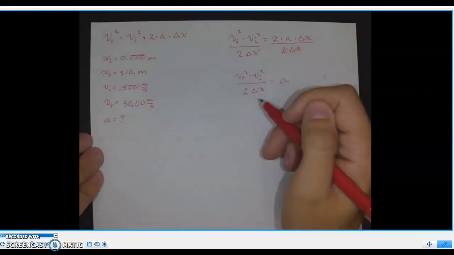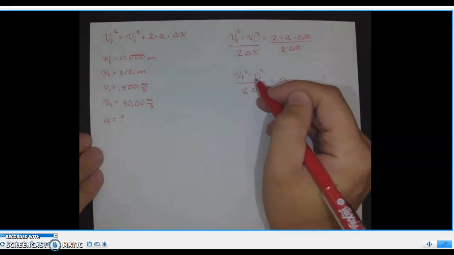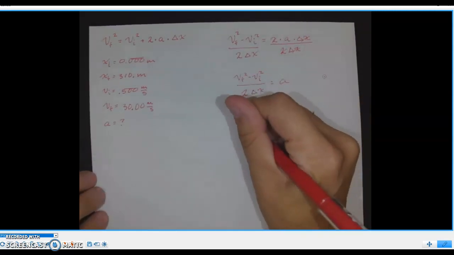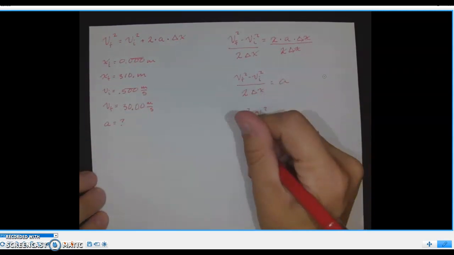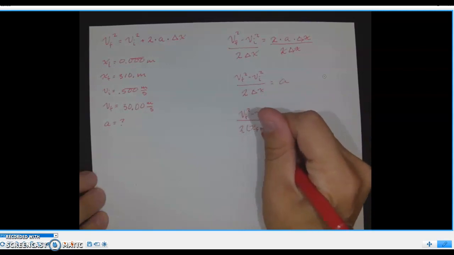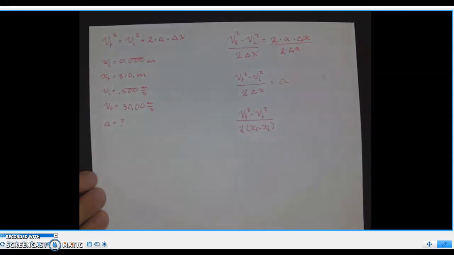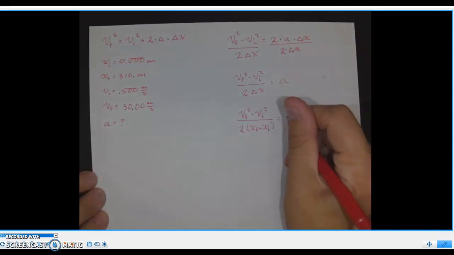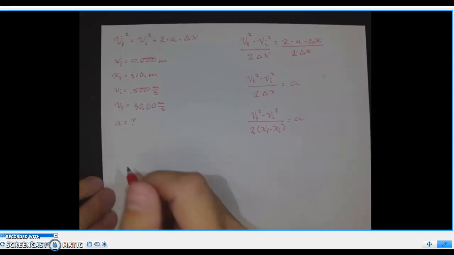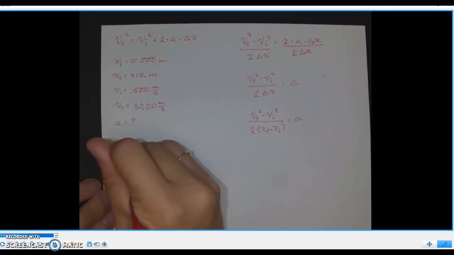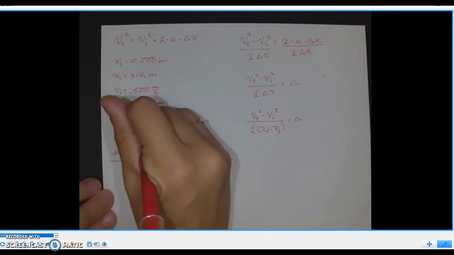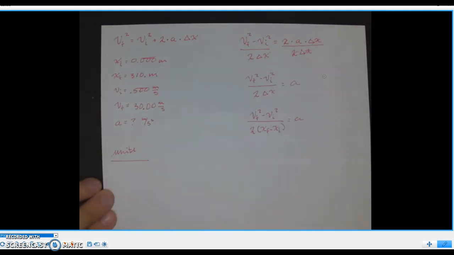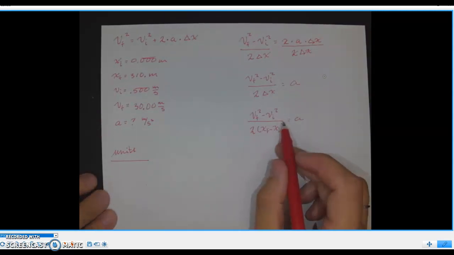Reminder, delta means final minus initial, so even there we could change that to a delta, but we have velocity final squared minus velocity initial squared divided by 2 x final minus x initial, right? That's going to be acceleration. Let's do a unit analysis. Recognizing accelerations are in meters per second squared, that's what we want our final unit to be. We want all that to equal meters per second squared.